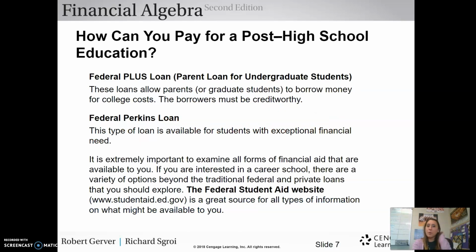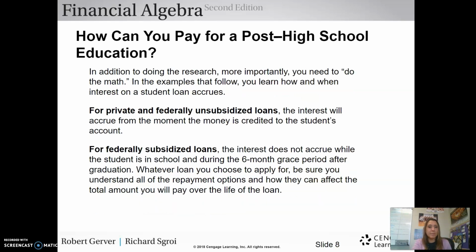A federal PLUS loan is for parents, and the Perkins loan is for certain students. I actually qualified for a Perkins loan because I was a full-time stay-at-home mom when I started going to school. My school issued it to me. But I also had to pay interest on it. Again, I didn't have to pay while I was in school, but I do still pay on it, and I earned interest from the beginning.